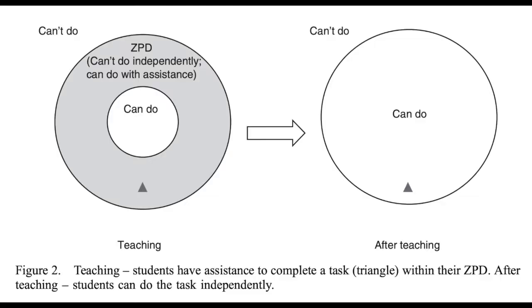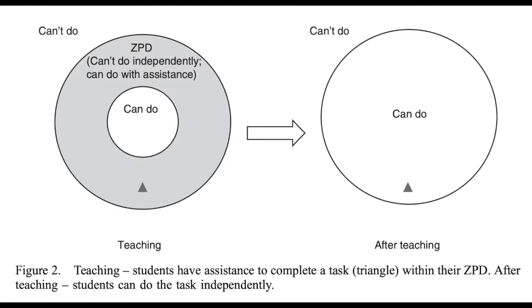On the left side, you see the circle with the student inside, the things that the student can do. Okay, the triangle is underneath. And what's in that outside, the donut itself, is the zone of proximal development, meaning the place where a student is capable of learning this, of doing this, as long as they have a little bit of help. They can't do it independently.